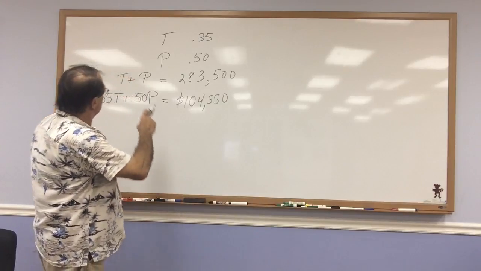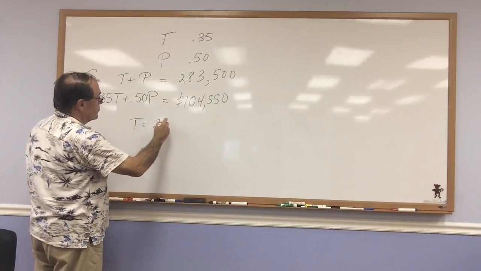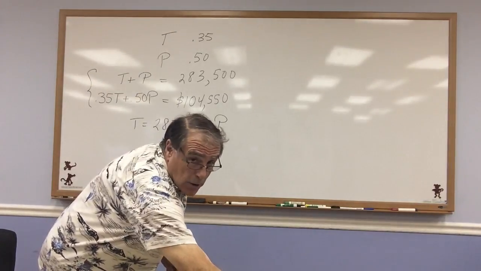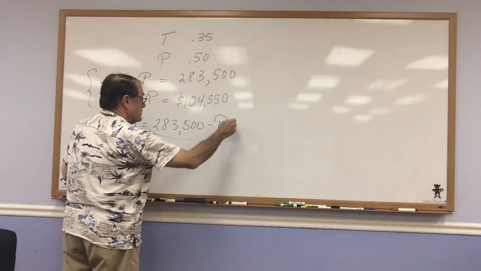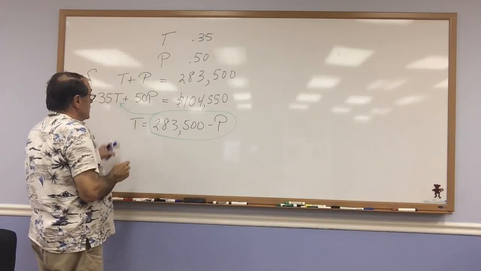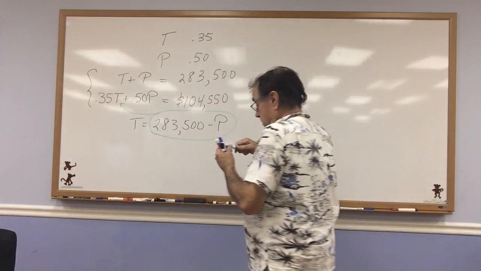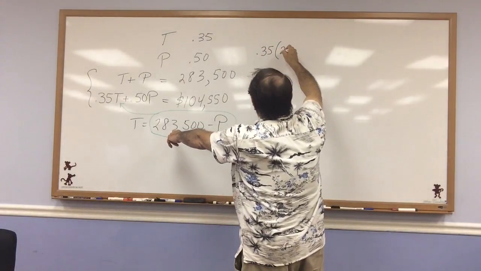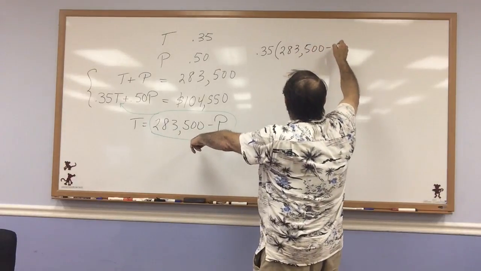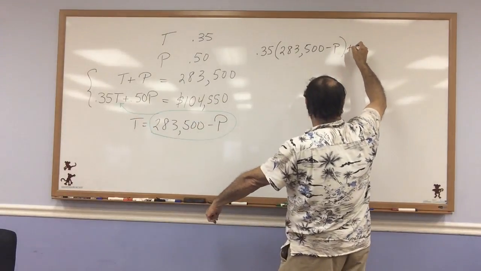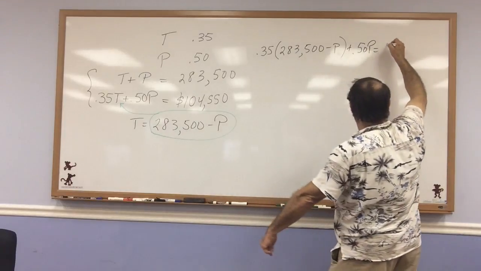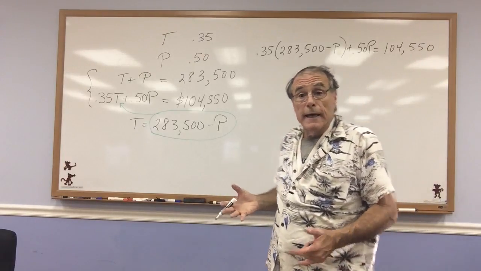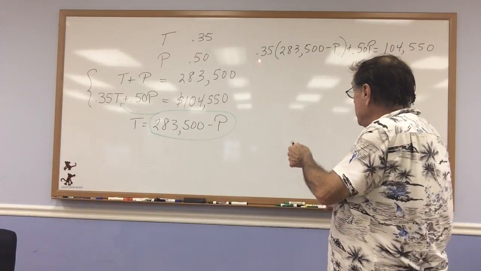To solve this, I'll take this first equation and solve for T. T equals 283,500 minus P. Now I'm going to take that value for T and substitute it in my second equation in place of T. Let me write that up here for us. So that will give me 0.35 times (283,500 minus P) plus 0.50P will equal $104,550.